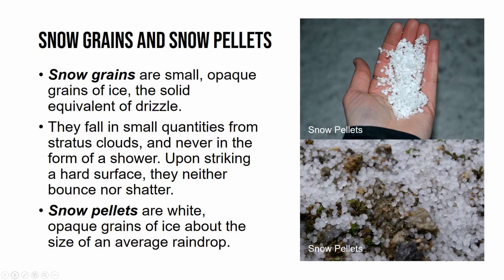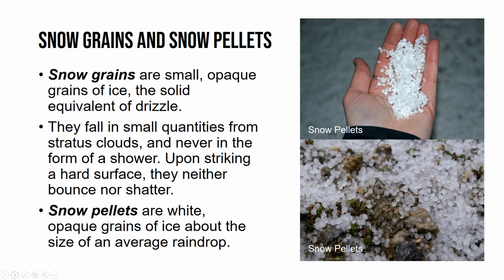Next, we have snow grains and snow pellets. These two are almost the same, but snow grains are small, opaque grains of ice, the solid equivalent of drizzle. So these are really very small. They fall in small quantities from stratus clouds and never in the form of a shower. Upon striking a hard surface, they neither bounce nor shatter. Maybe like when you throw styroballs, very small styroballs.